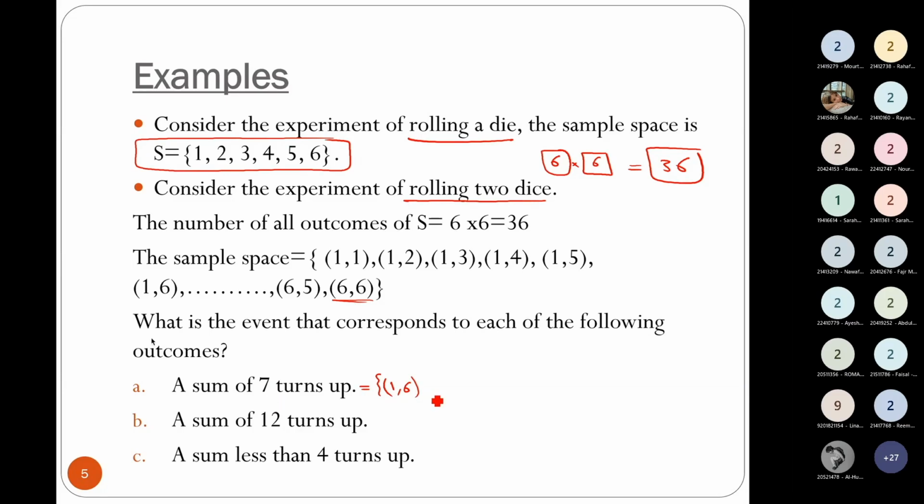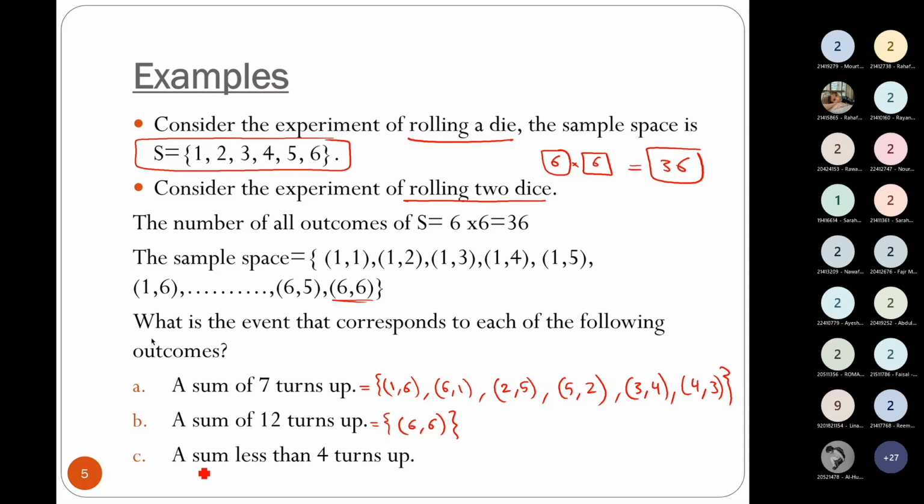Now return. We have also 6,1, 2,5, 5,2, 3 and 4, and 4 with 3. These are all the outcomes where the sum of rolling two dice appearing on the top equals 7. We have 1, 2, 3, 4, 5, 6 outcomes. The sum equals 12. We have 6 and 6 only. We have one element, one outcome.